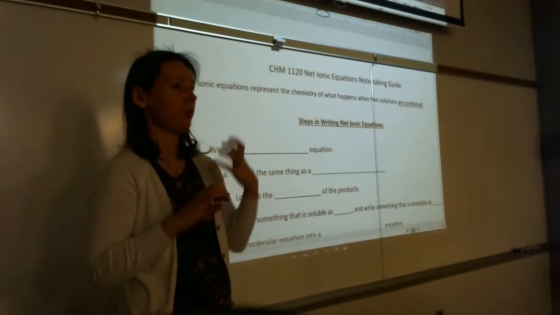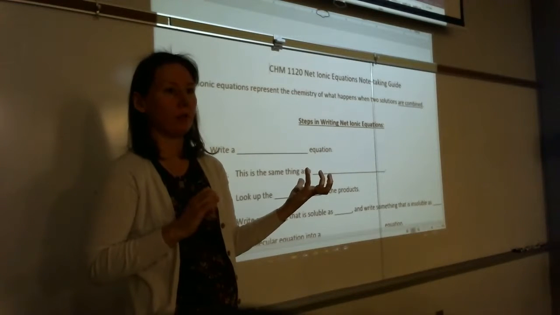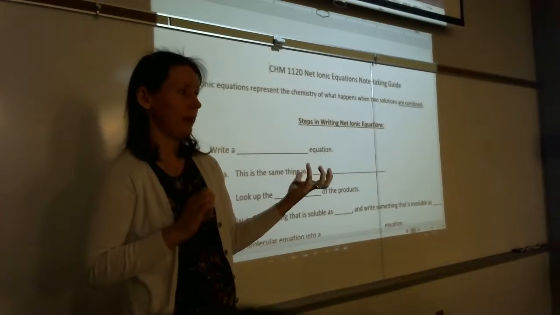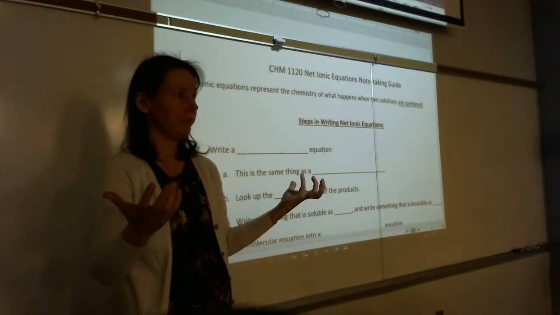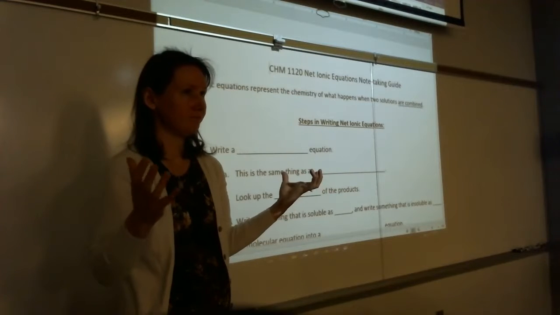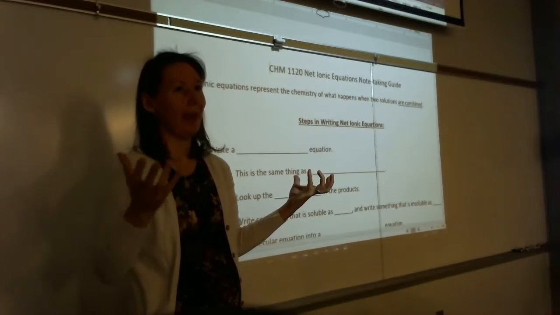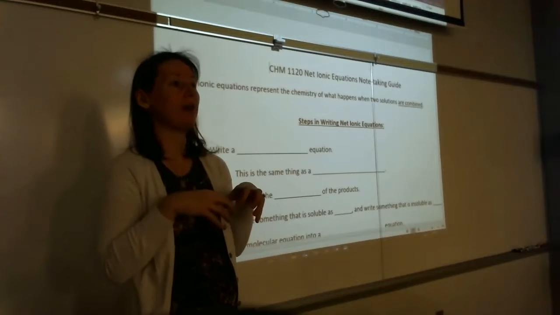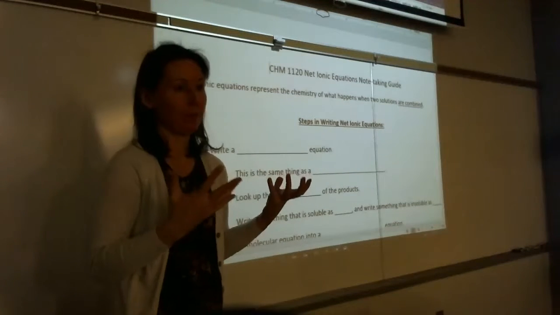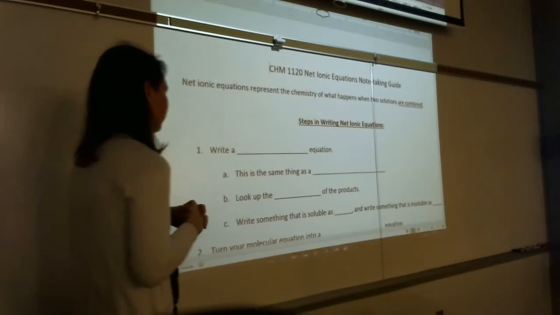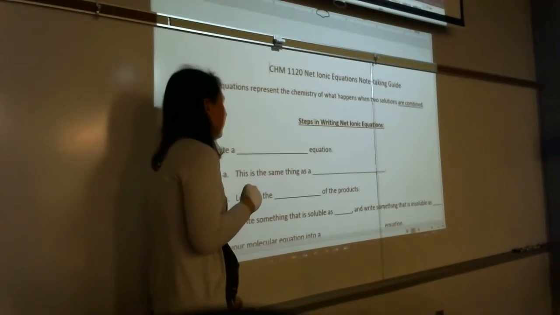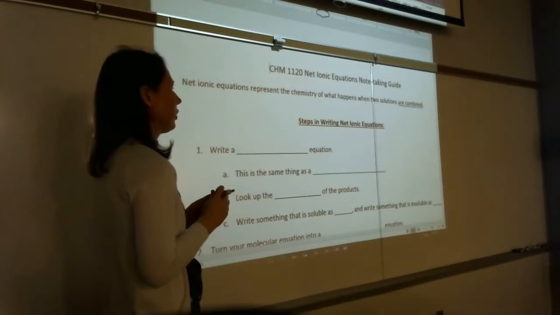together. All right, so for instance, if I've got a solution made from dissolving sodium bromide in one solution and I've got another solution made from dissolving chromium 3 acetate in it, when I combine those, what's going to happen? Okay, that's what we talk about when we write net ionic equations. So that represents the chemistry of what happens when two solutions are combined.